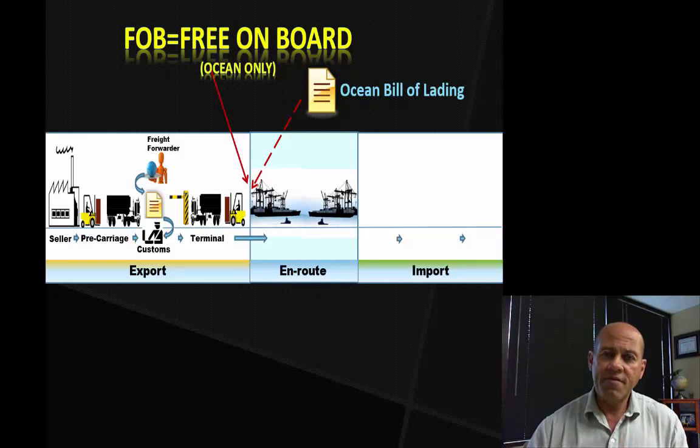However, they're not going to pay for the freight. It's the buyer's responsibility to pay for the freight. It's simply the seller's responsibility to make the goods available and loaded onto the ship, as well as generating the bill of lading. So even though they're not paying for the freight, they're going to generate that bill of lading. And this is an important feature of FOB.